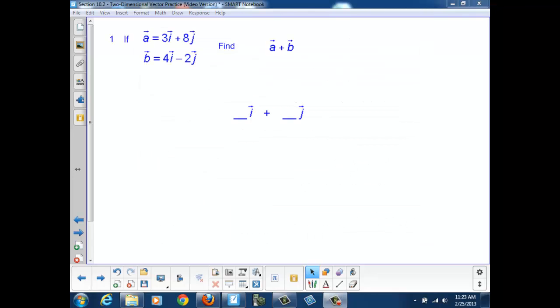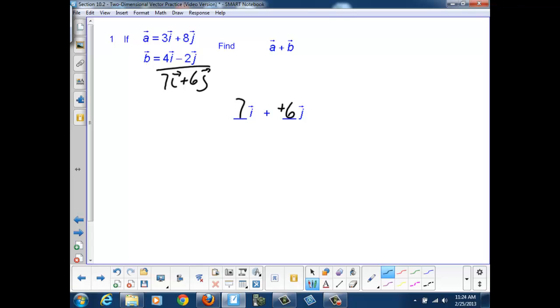Now let's work through a couple of examples to show how two-dimensional vectors work in practice. So here's our first problem. If the vector a is 3i plus 8j, and the vector b is 4i minus 2j, we want to find the sum of the vectors a plus b. Well, that's really straightforward. We simply add our i values and get 7i, and add our j values, so 8 minus 2 is 6j. So 7i plus 6j.